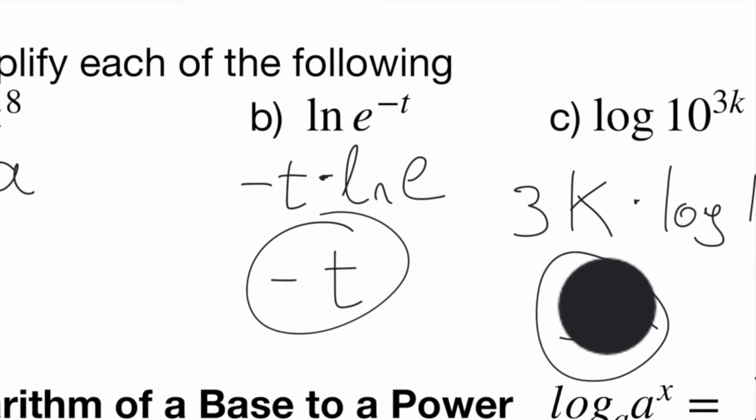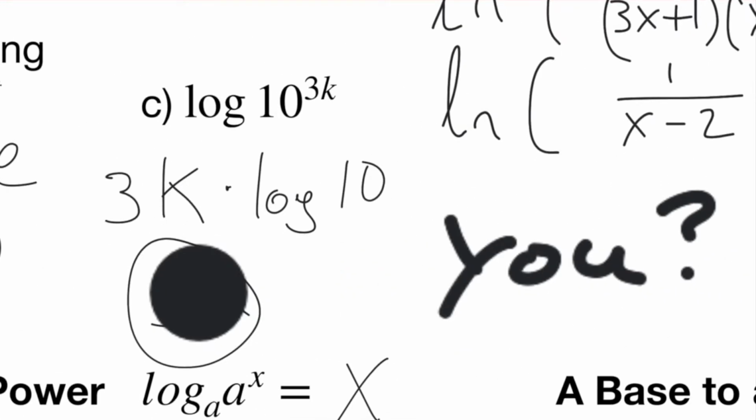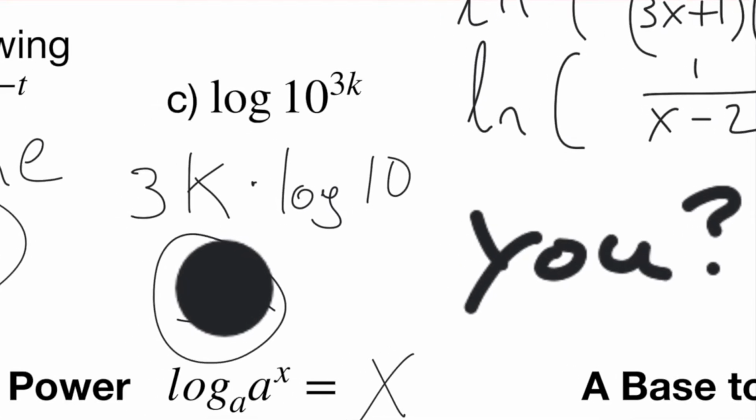Same thing here. You're going to see that we're going to take the exponent, negative t, put it on the front, and take the natural log of e. The natural log of e is just 1. They cancel out. So this is negative t. I wonder if you can do the same thing here. So therefore, we can take the exponent 3k, put it out in front, times log base 10 of 10. Remember, there's an unwritten 10 right here because it's just a regular log of 10. So I wonder if you can figure out what goes here, what I've blotted out.